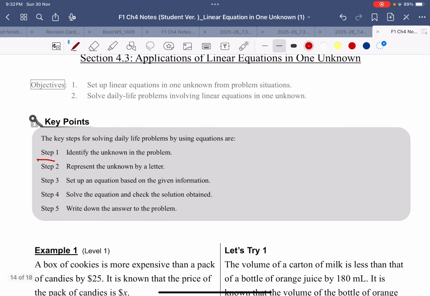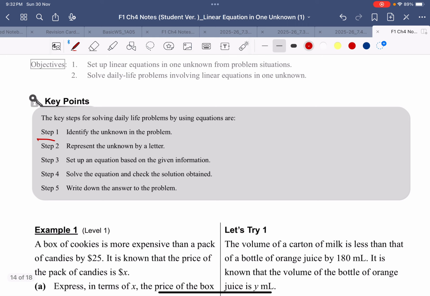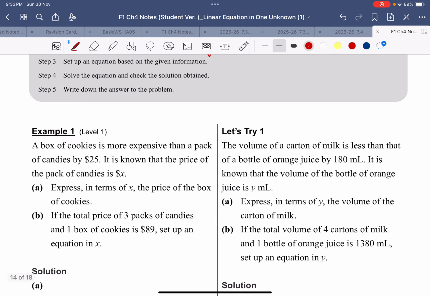After identifying the unknown in the problem, you need to represent this unknown by a letter, say, for example, x, y. You can use other letters like this, etc. Afterwards, you can set up an equation based on the given information, and then solve the equation and find the answer. Finally, you need to write down the answer. That's the conclusion to the problem.